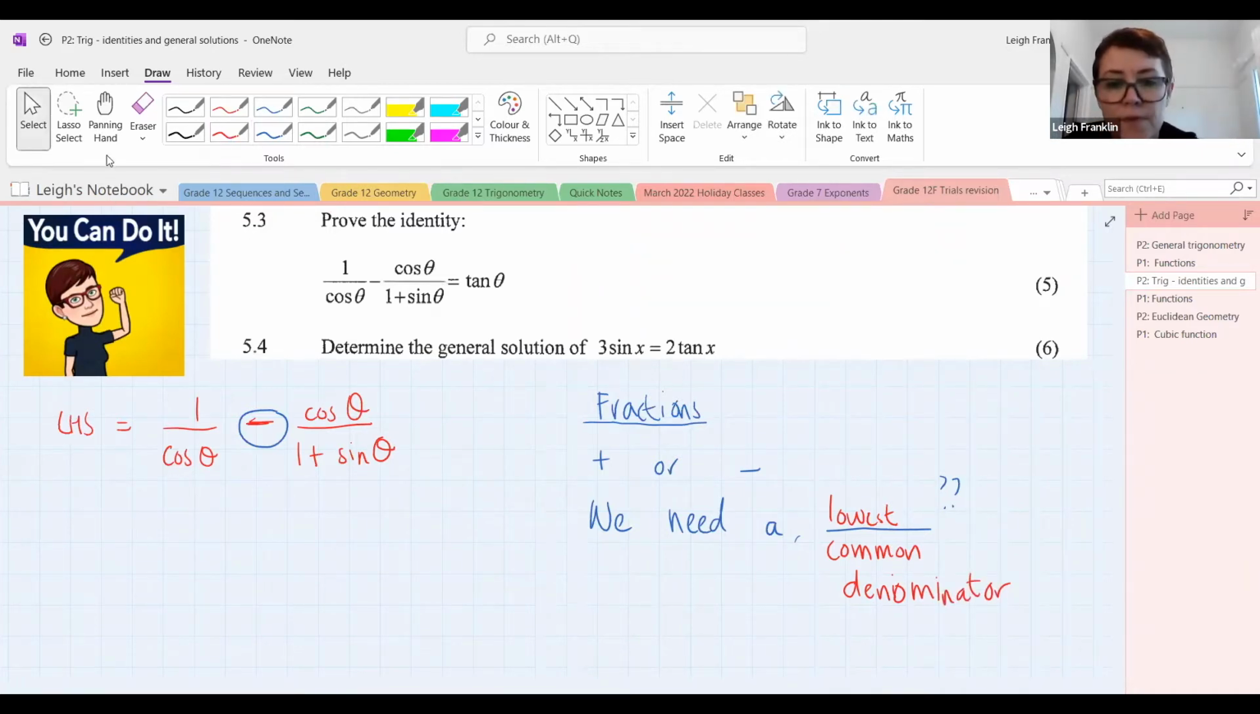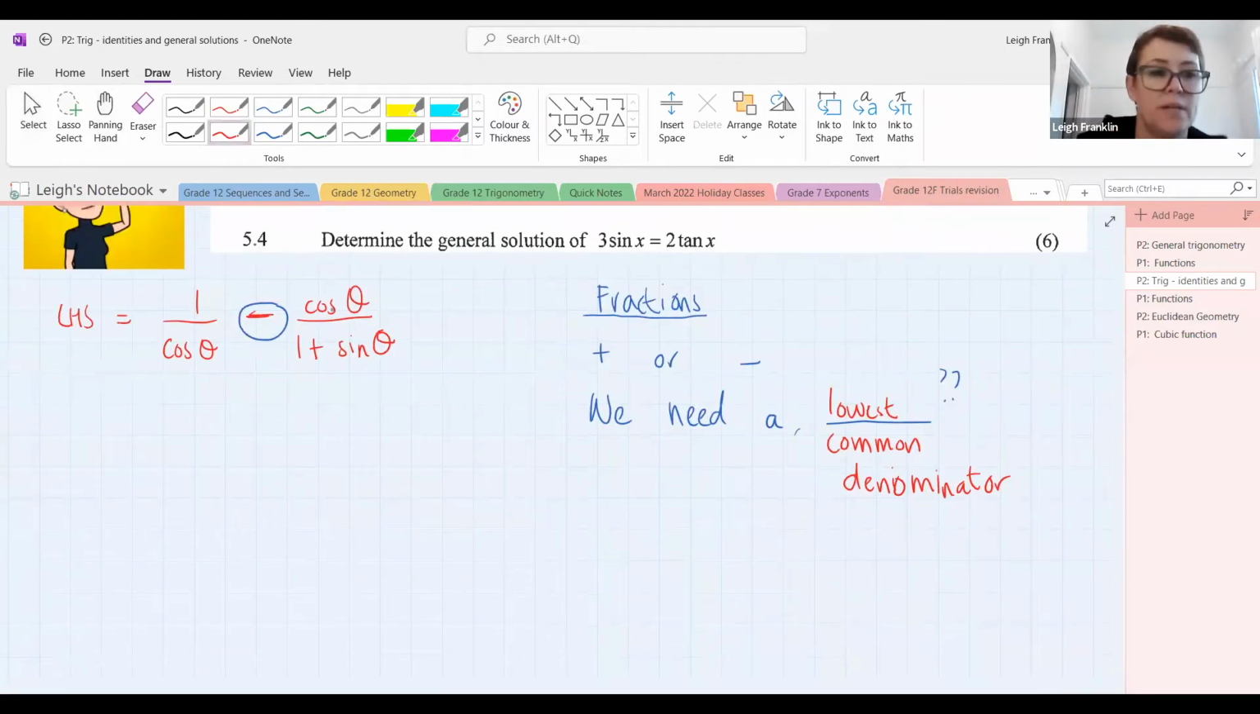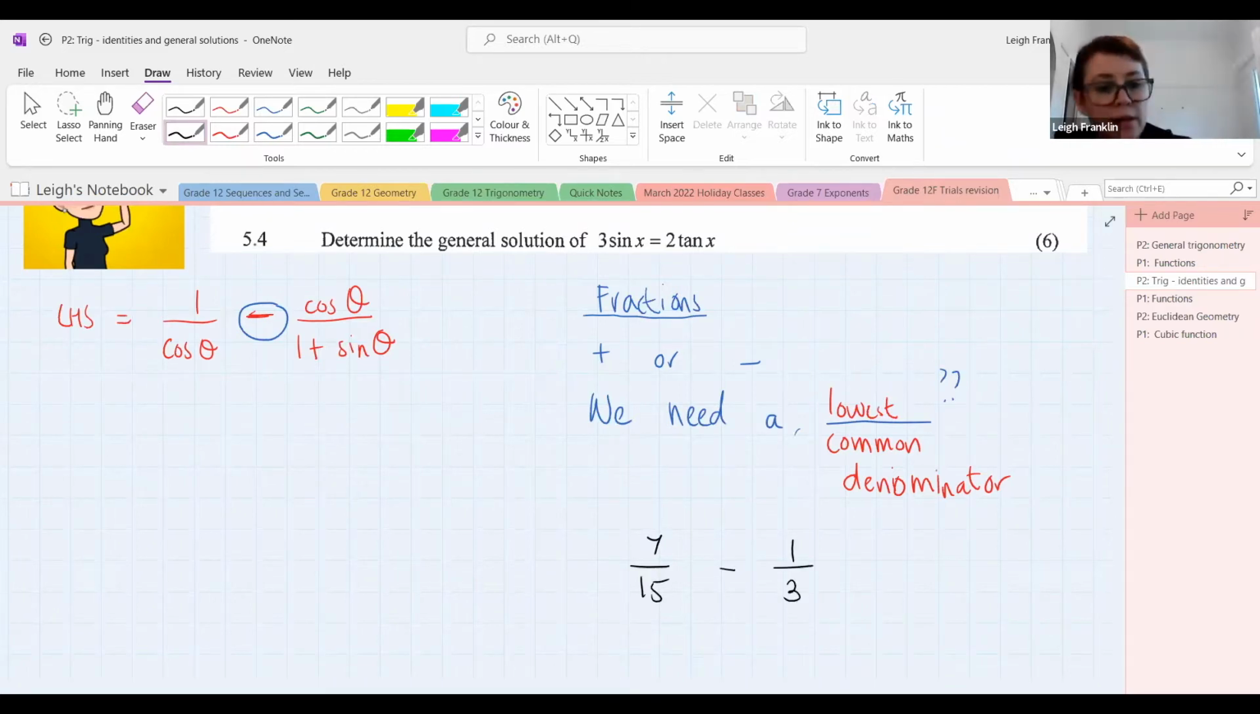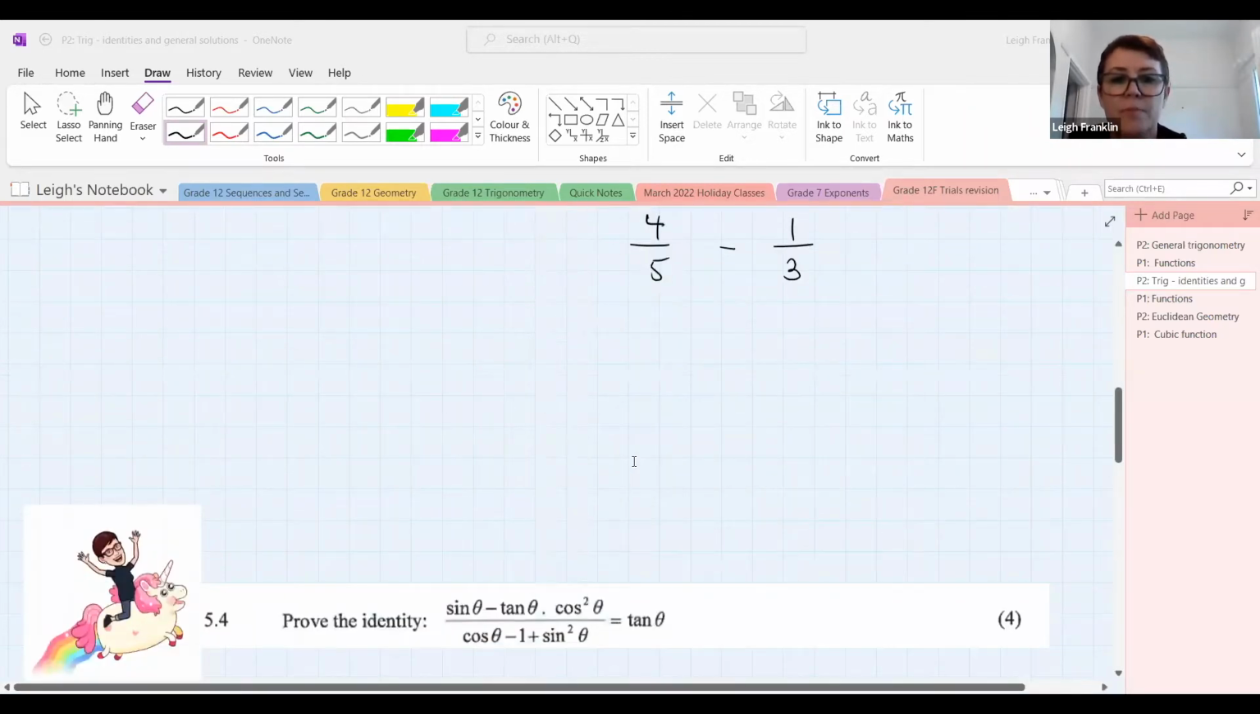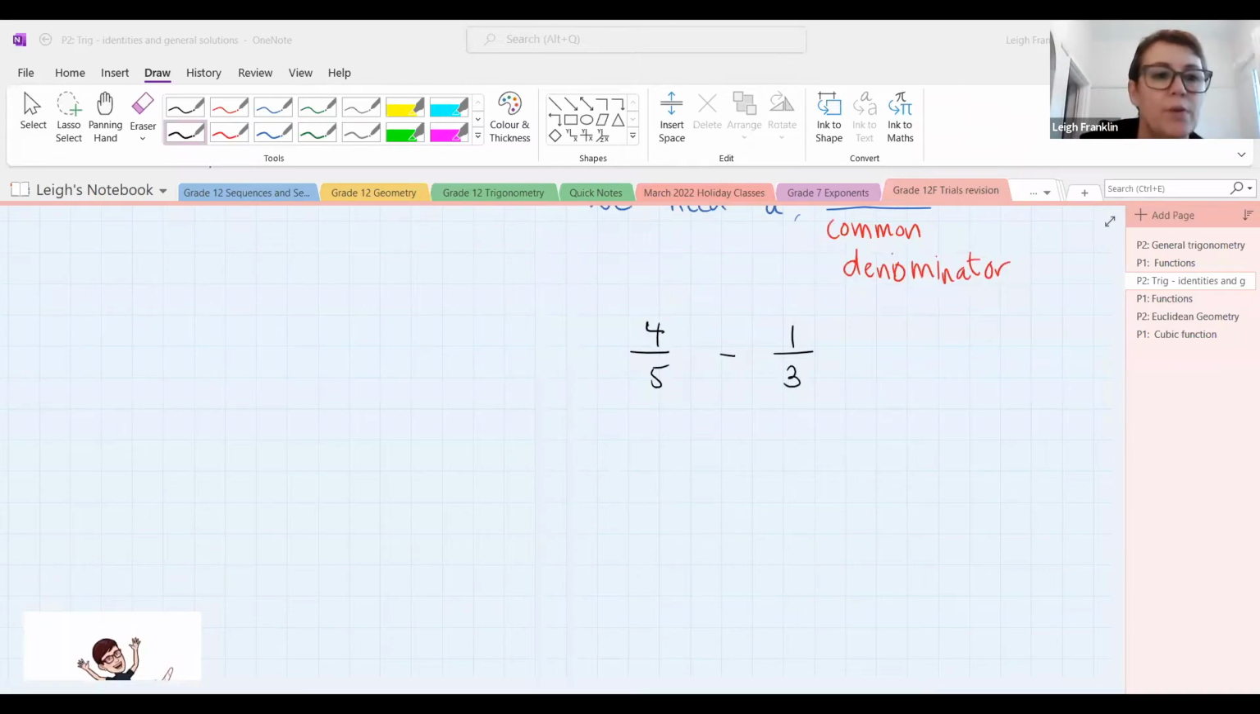All right, so just very quickly, because it's exactly the same process, right? If I said to you guys, 7 out of 15 minus 1 out of 3. I'll tell you what, let's not make it out of 15. Let's do this wrong. Okay, let's say 4 out of 5 minus 1 out of 3, right? How would you do that question? I know it's very simplistic, but it works on exactly the same principles. What would we do here?